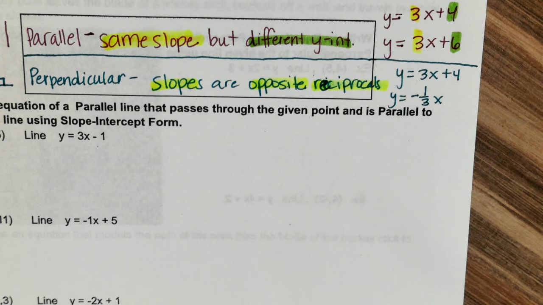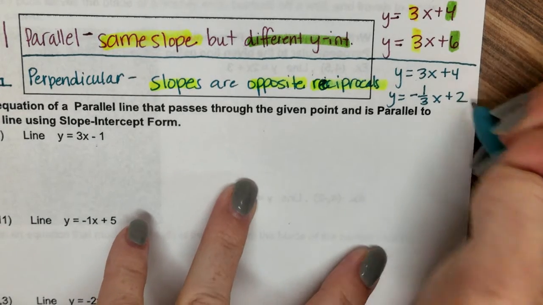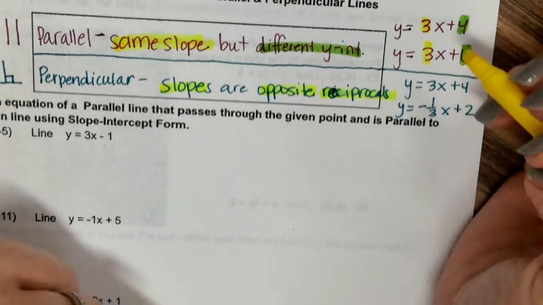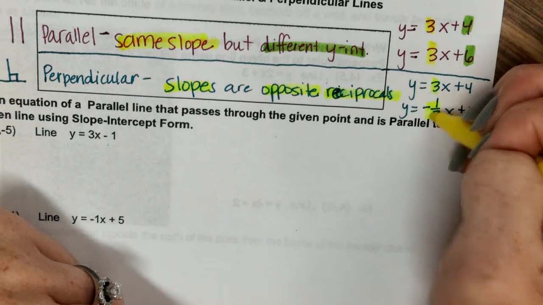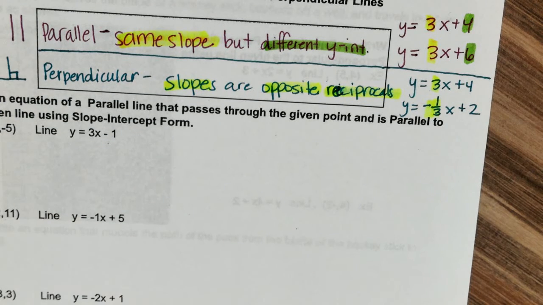And it honestly does not matter at all what the y-intercept is. It can have the same y-intercept. It most likely won't, but it doesn't matter. It can be anything as long as the slopes are opposite reciprocals, it's going to be perpendicular. So you could put whatever you want, plus 2, I don't care. Again, all we care is that the slopes are opposite reciprocals.